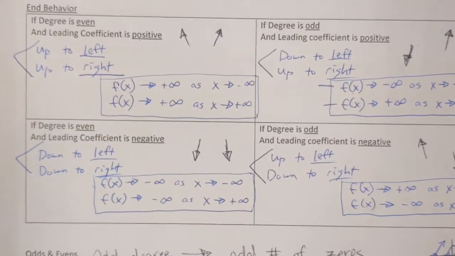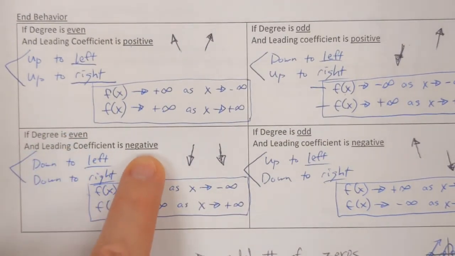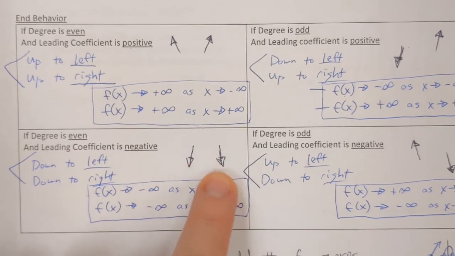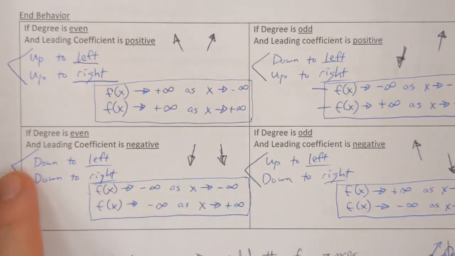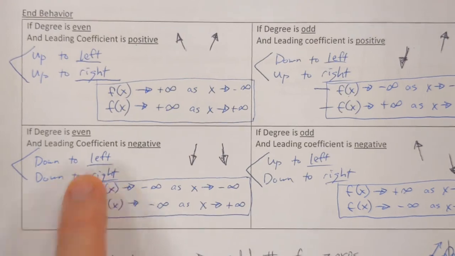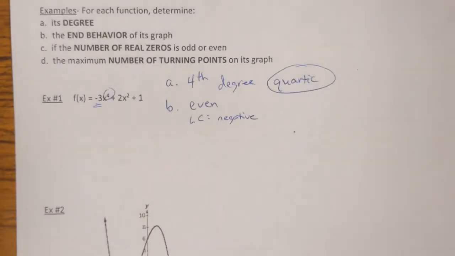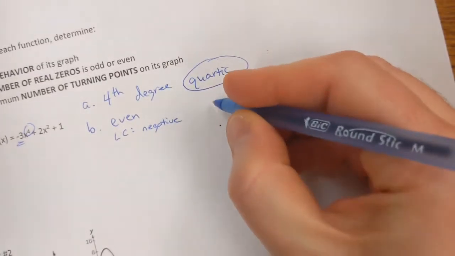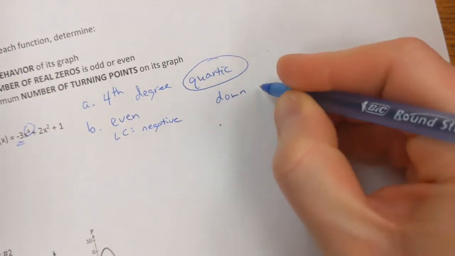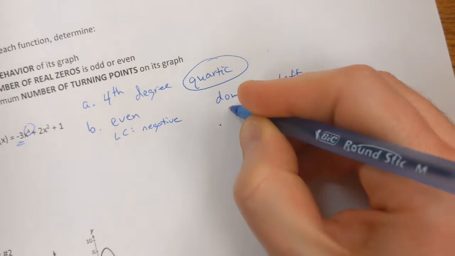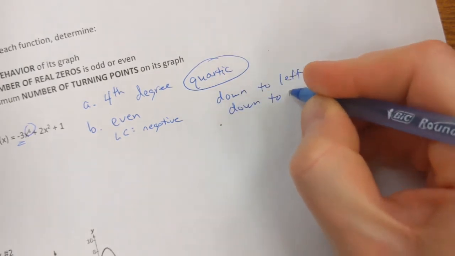If I have an even function with a negative leading coefficient, both arrows are going to go down. And you could either word it like this, down to the left and down to the right, or you could write this fancy notation. Depending upon what the assignment's asking you, I think it'll probably even be multiple choice. I'm just going to go the easy way. Down to the left, down to the right.